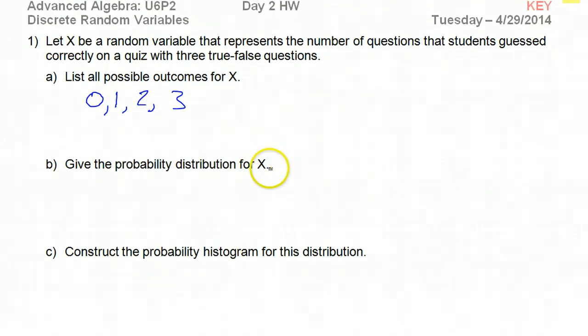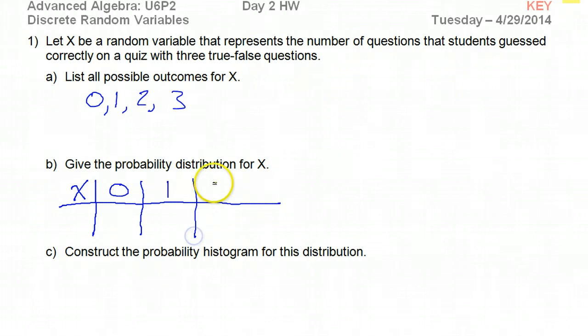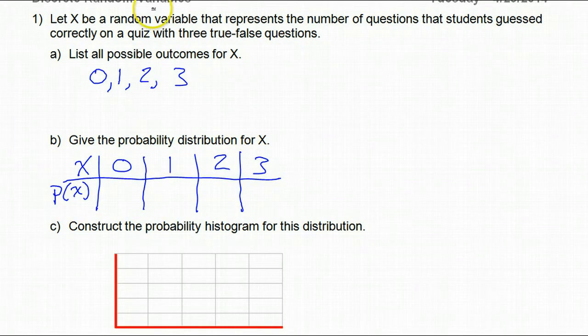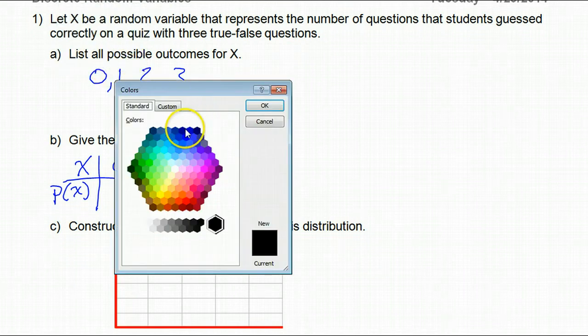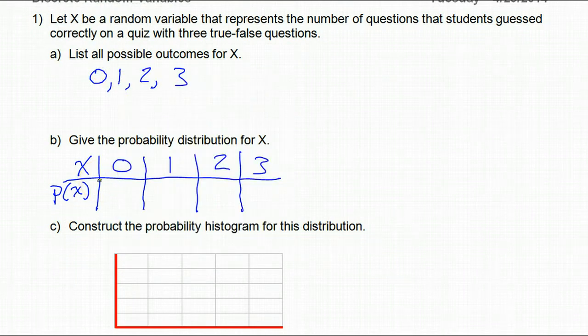Now, the probability distribution for x. That means we make the table. We'll put the possible values for x first: 0, 1, 2, and 3. Down here we will put the probability of each one of these. But to know the probabilities of each x value, we need to know a little bit more. We need to know what all the outcomes are.